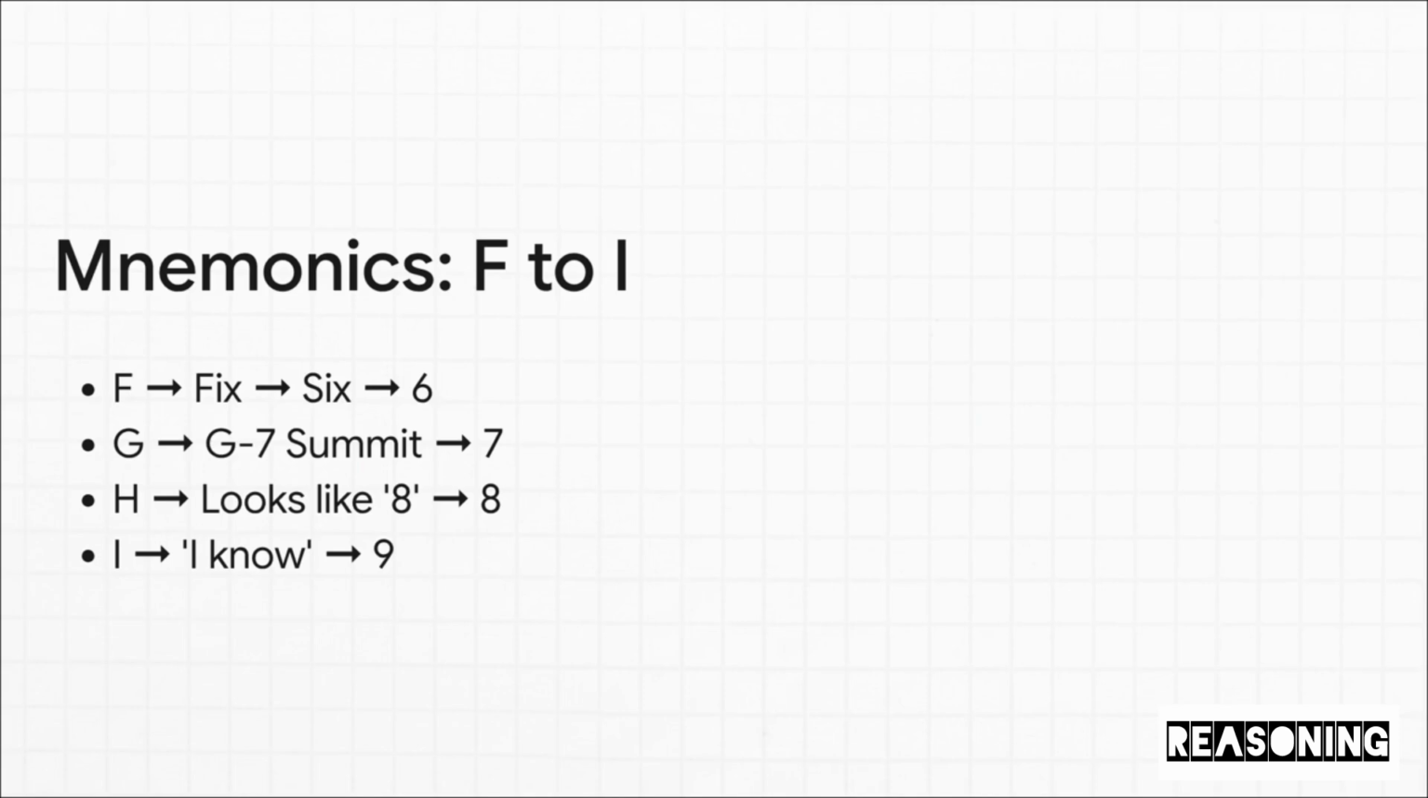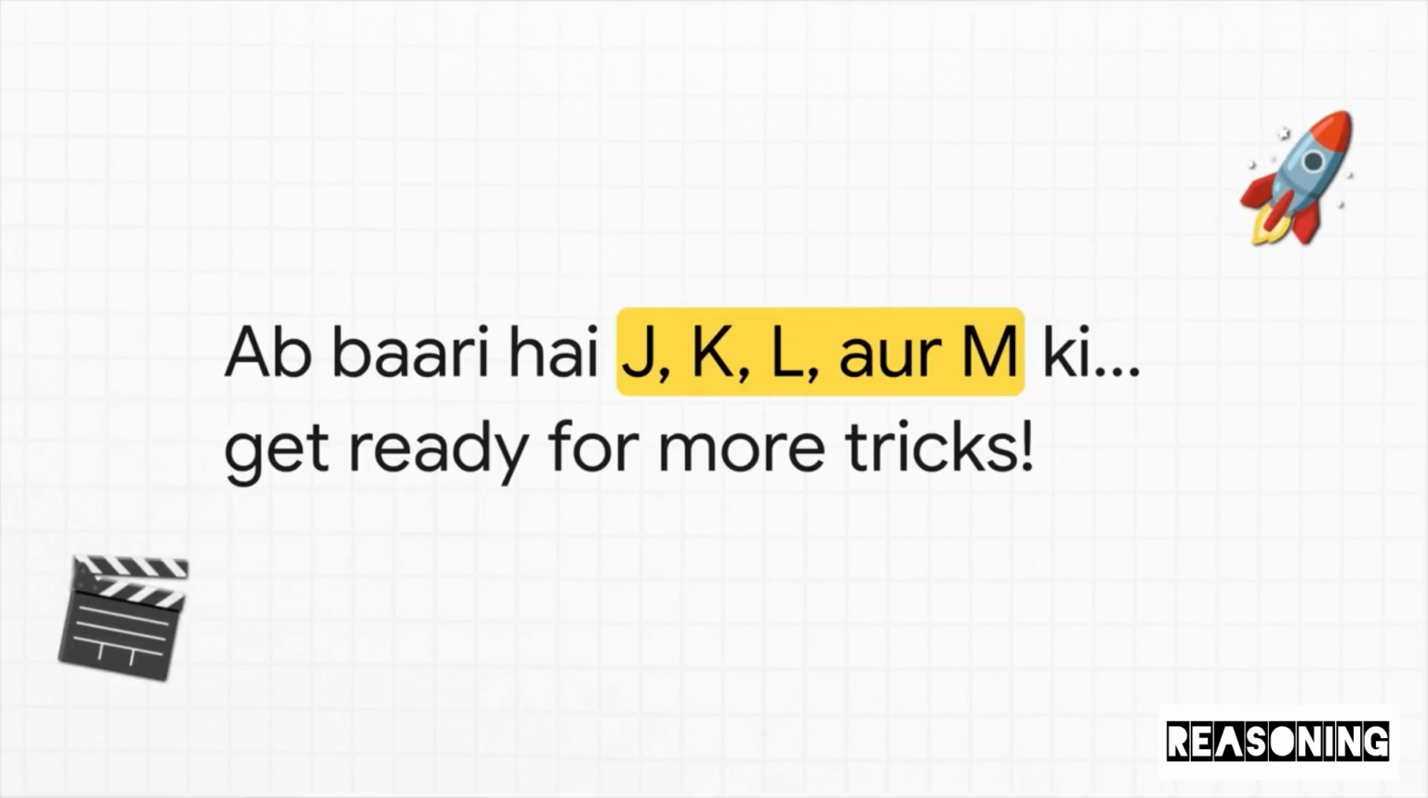Now H is interesting. Just imagine joining the top and bottom lines of an H. What does it look like? Exactly, a digital 8, so H is 8. And finally, I. You know how we say I know? Well, I know sounds just like I9, so I is 9. See? Simple. Awesome. So F to I is done. Crystal clear, right? Now, let's move on to the next set.